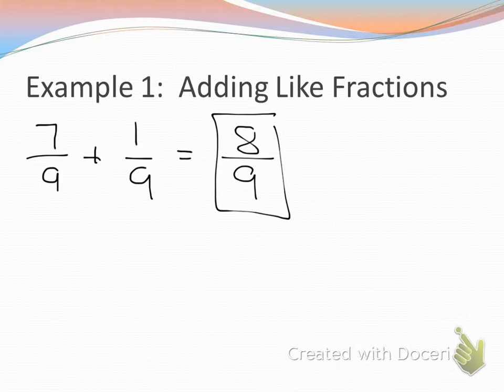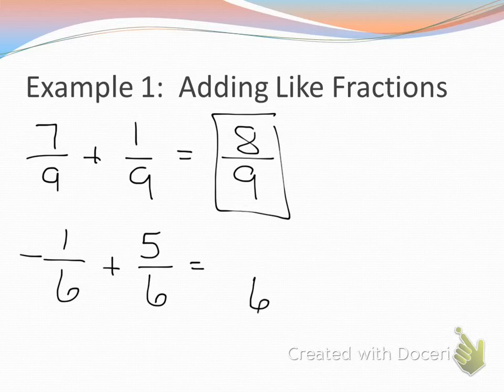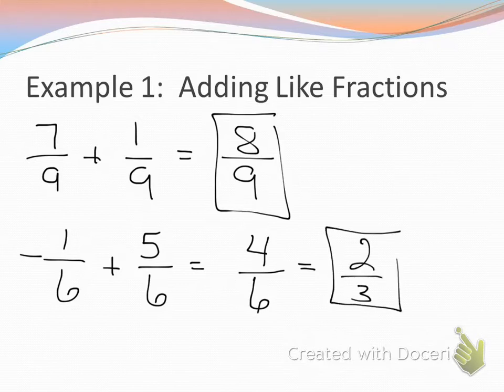All right, now what if I had negative 1/6 plus 5/6? I have to use my rules for integers here, because I know I keep my 6, but now what's negative 1 plus 5? 4. Different signs, subtract and take the sign of the larger, and I get 4/6. Is that my final answer? No, you get 2/3. Make sure you reduce it. Always ask yourself, is this fraction in simplest form?